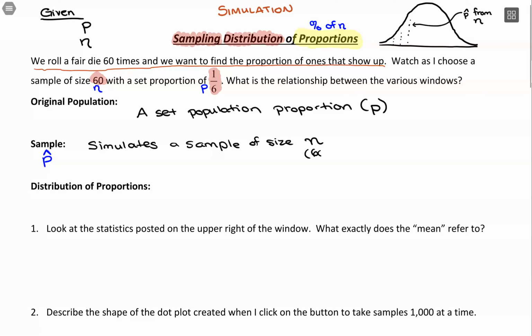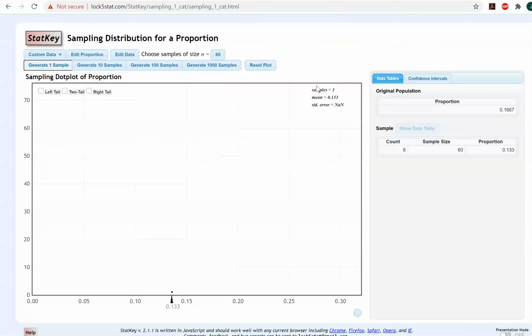In our case, we're using 60 for n, and it shows our sample proportion, which in this case is counting how many ones they saw out of the 60 die rolls. So then our last piece here is this distribution of proportions window, or sampling dot plot of proportions. And what we can see is we have this one dot right here for that 0.133.